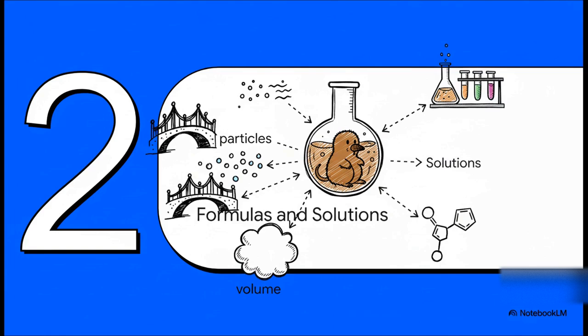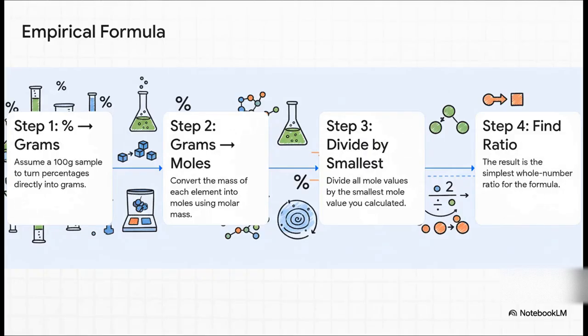All right, so we've got our 3 main bridges built. We can connect moles to mass, particles, and volume. Now it's time to put this powerful tool to work and solve some real chemistry puzzles, like figuring out the formula of a mystery compound. You know, a lot of the time in a lab, an analysis tells you the percentage of each element in some unknown substance.